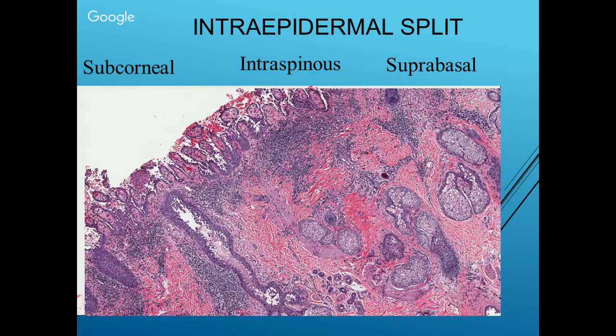So once you decide that the split is subcorneal, then your differential diagnosis is going to become very limited. If you say my split is in the spinous layer, your list of differential diagnosis is again going to contract to a big degree. And if you decide that your split is suprabasal, then your list of differential diagnosis is like 2 or 3 conditions. So you have to follow that pattern. Where is the split? Once you decided it's intraepidermal, where is it in the epidermis? So subcorneal, intraspinous or suprabasal.